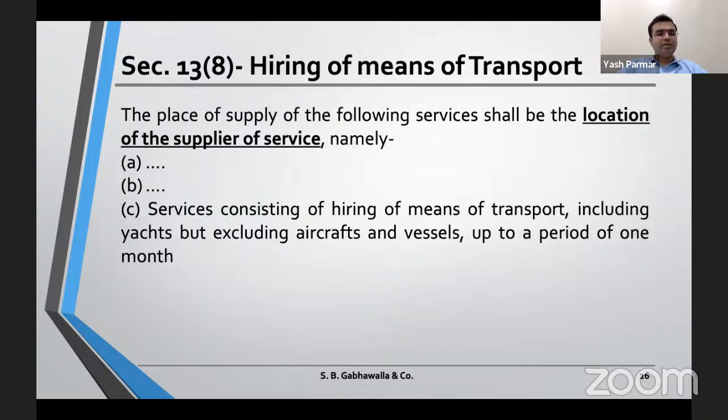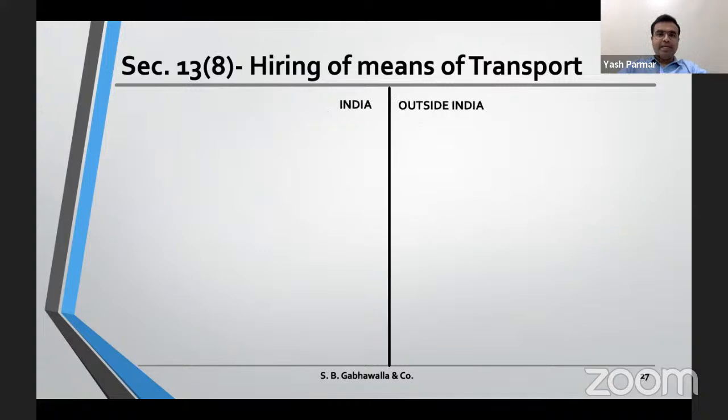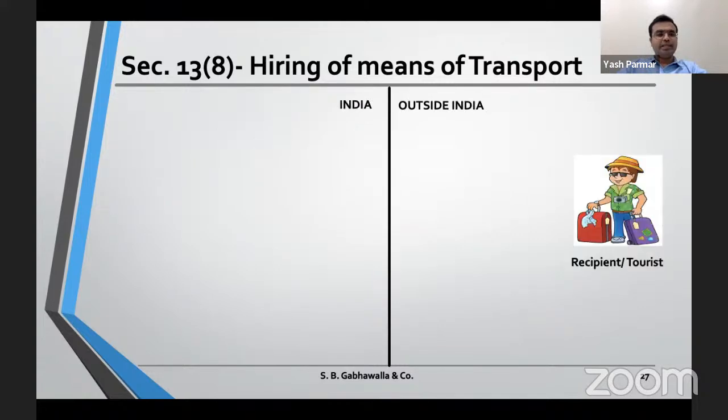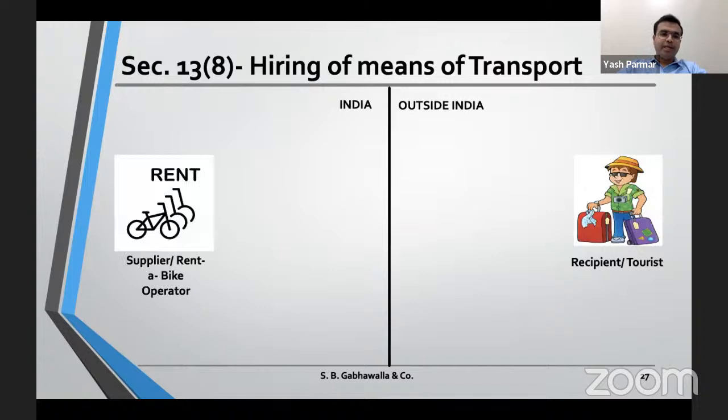With this, we'll go to the next part, which deals with place of supply for services which are in relation to hiring of means of transport. For this, the provision says that the place of supply shall be the location of the supplier of service. For the services which are in relation to hiring of means of transport, the place of supply shall be the location of the supplier of service. And let's take an example of a tourist who is a resident of a foreign country. He is coming to India to travel in India, and he is renting a bike in India.